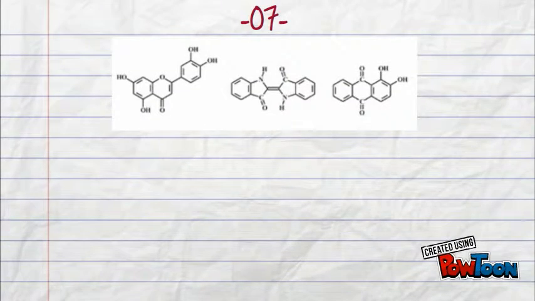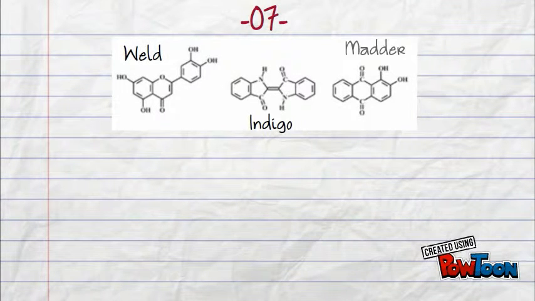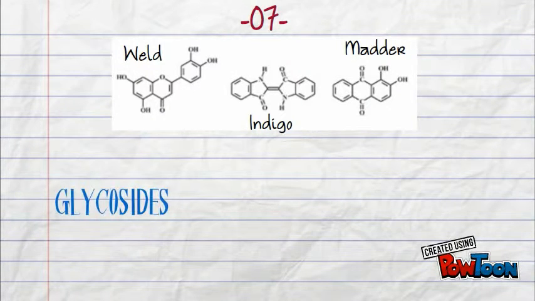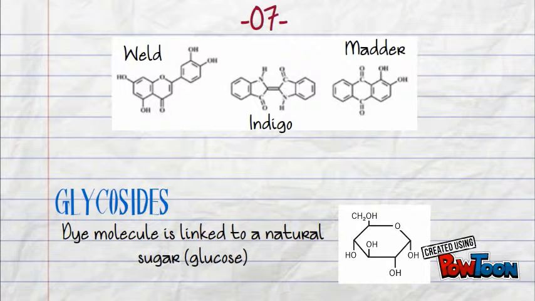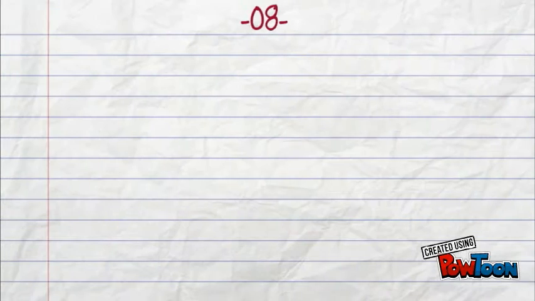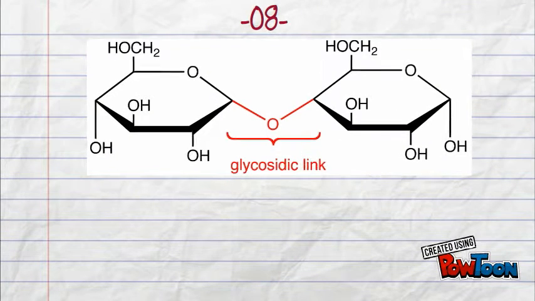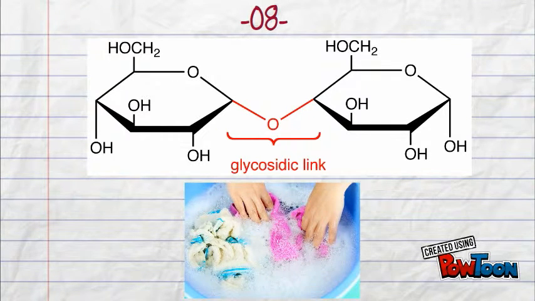In the diagram, there are molecular structures of weld, indigo, and madder. These are all dyes that can be found in nature. Many dyes such as these are glycosides, which means the dye molecule is linked to a natural sugar. In the dye process, the glycosidic bond is broken and new bonds are formed between the fiber and the dye. However, since the fiber and the dye do not become one, the color can be washed out.